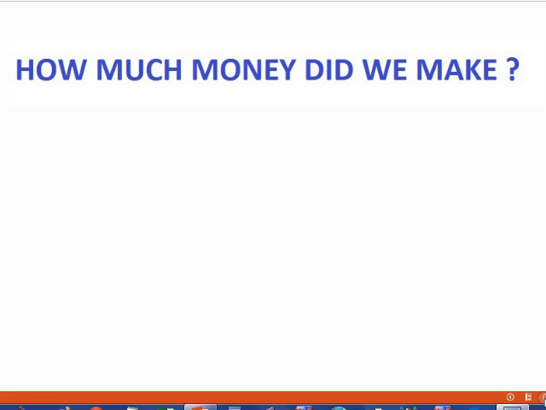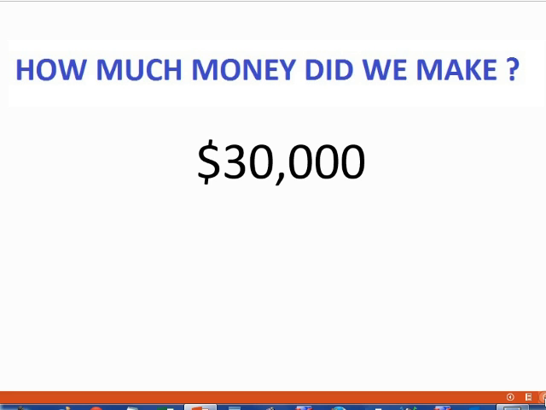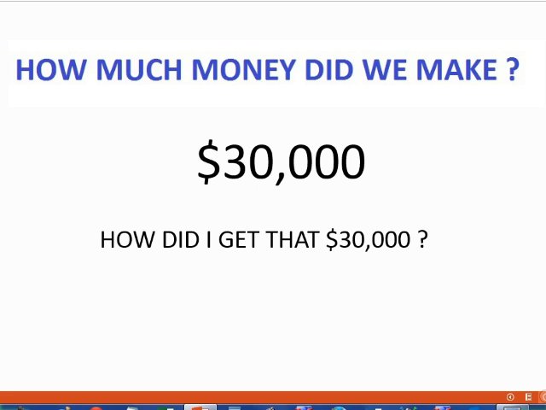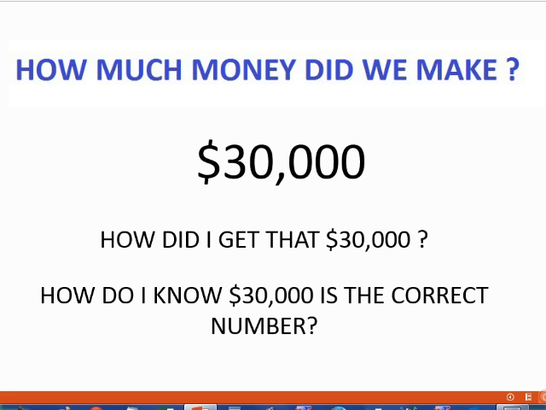So he said to his wife, "Okay, Renee, we made $30,000." He thought she would be satisfied if he told her one and only one number. But you see, that would not satisfy anybody if it was also their own business that he was running. So she further asked, "How did I get that $30,000? And in fact, how do you even know if $30,000 is the correct number?" Well, how would you figure out how you got that $30,000?